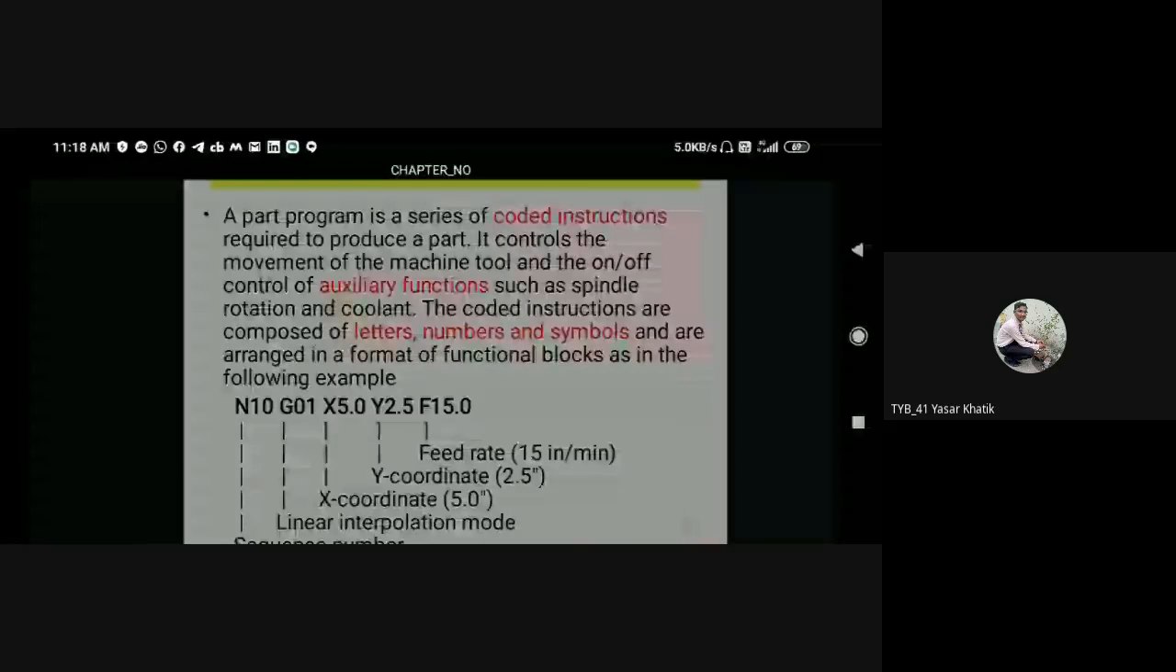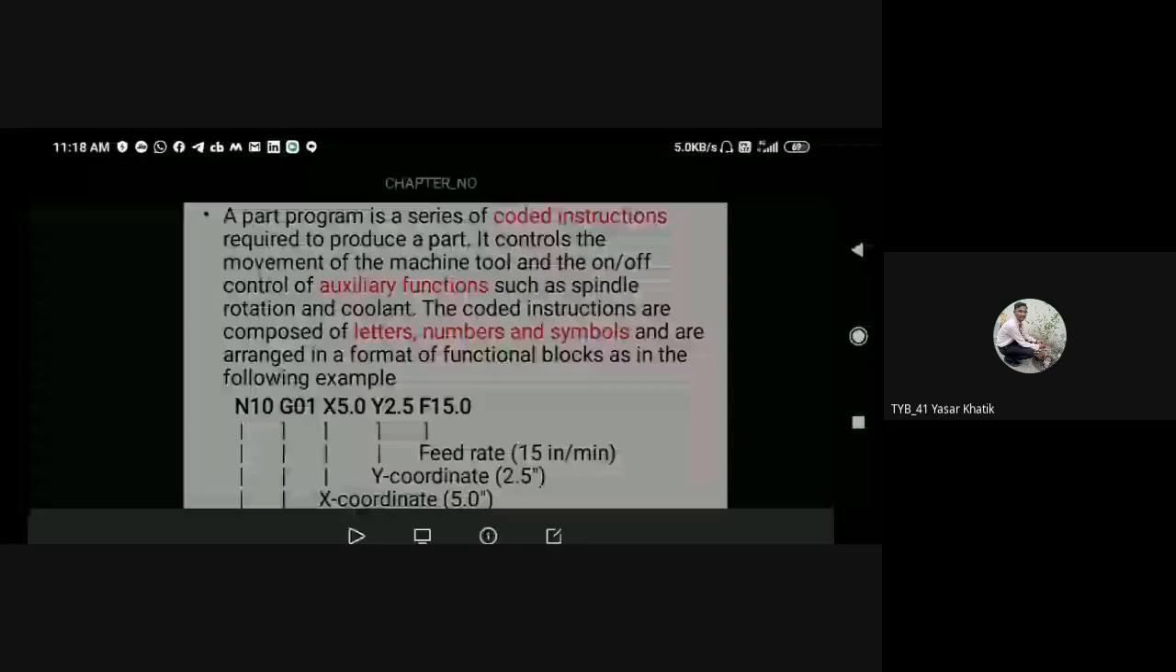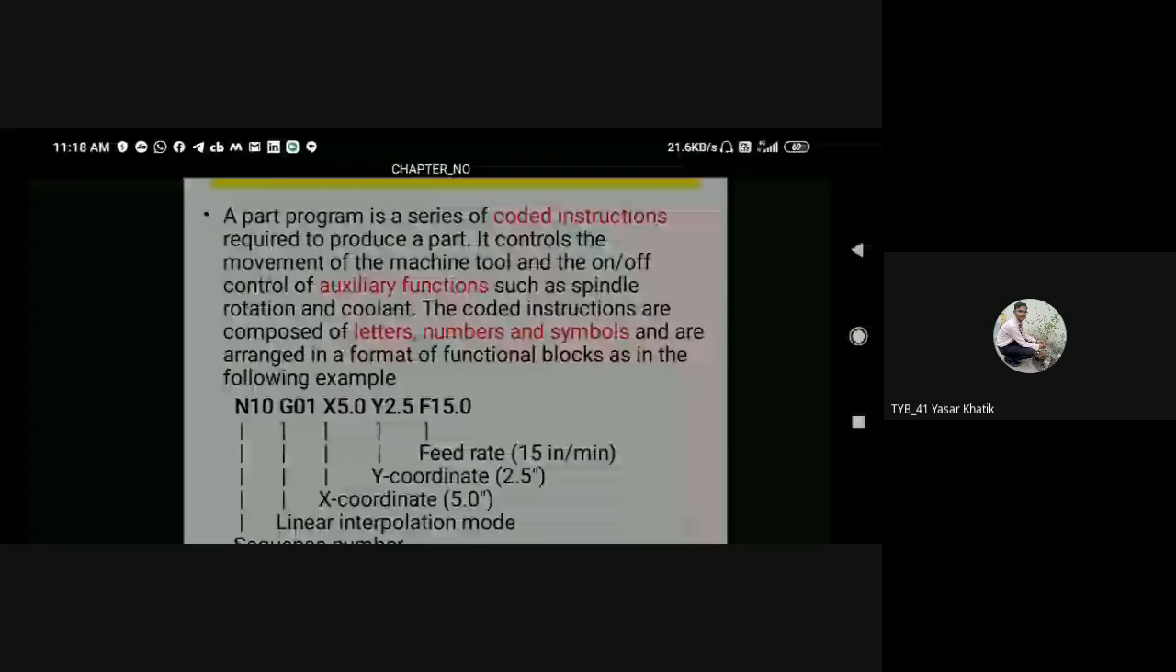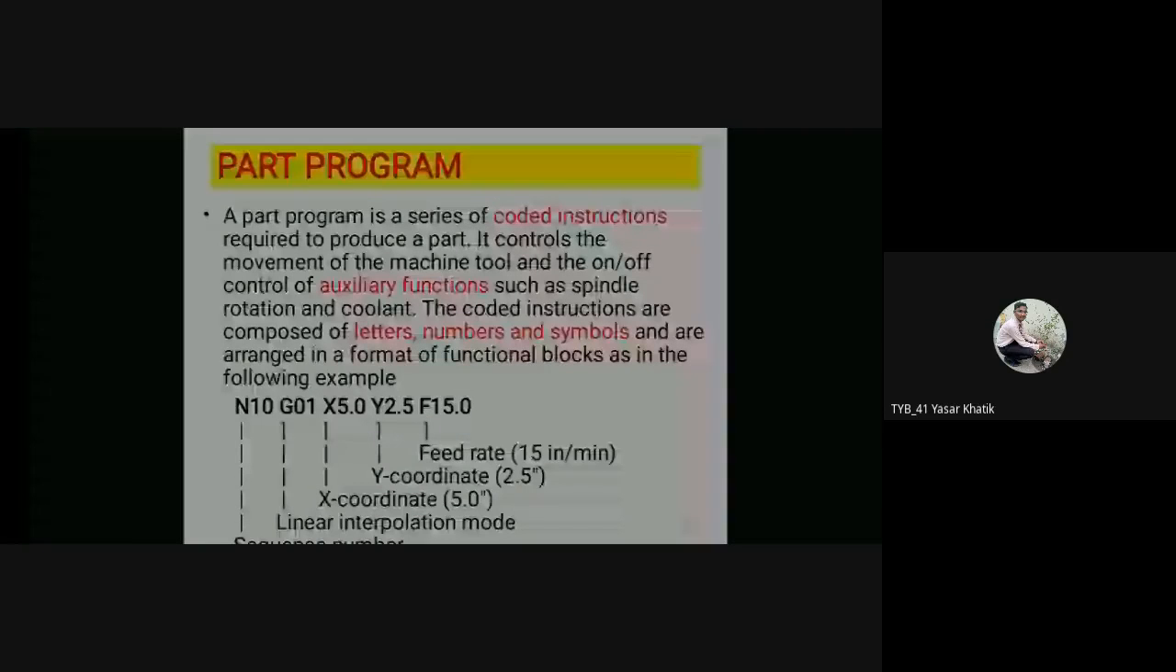So basically, the part program performs all the operations: operating the machine tools, operating the machines, operating all such rotations, coolant operations, and whatever manufacturing operations. So basically, that coded instruction is composed by using letters, numbers, and symbols.